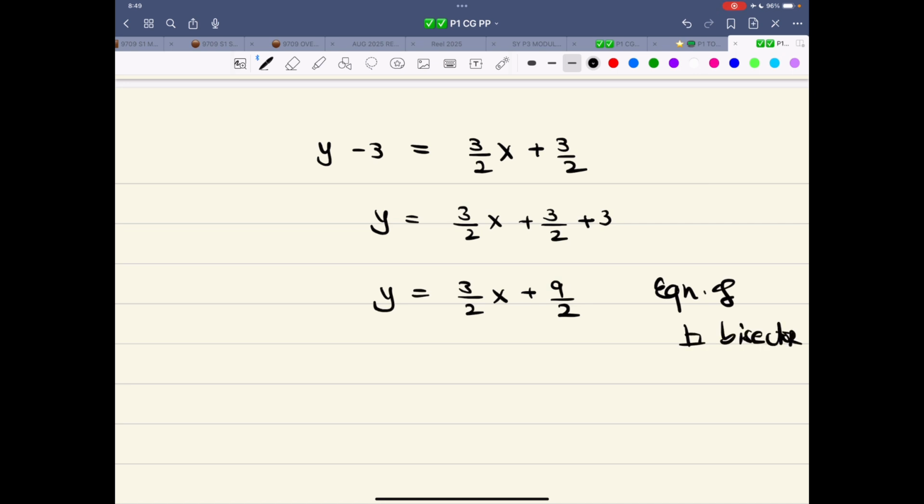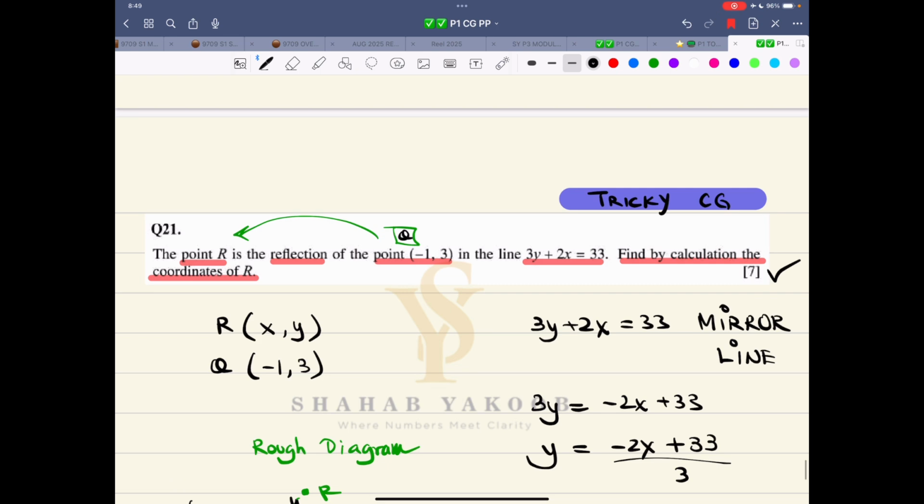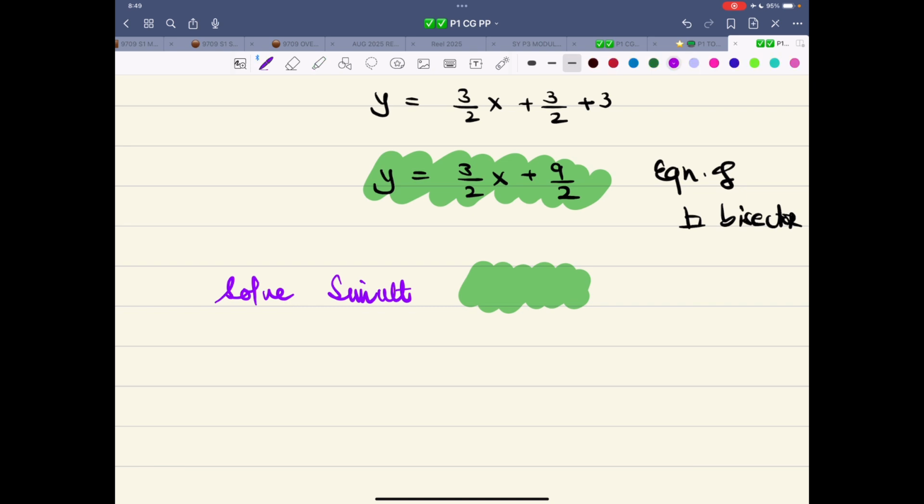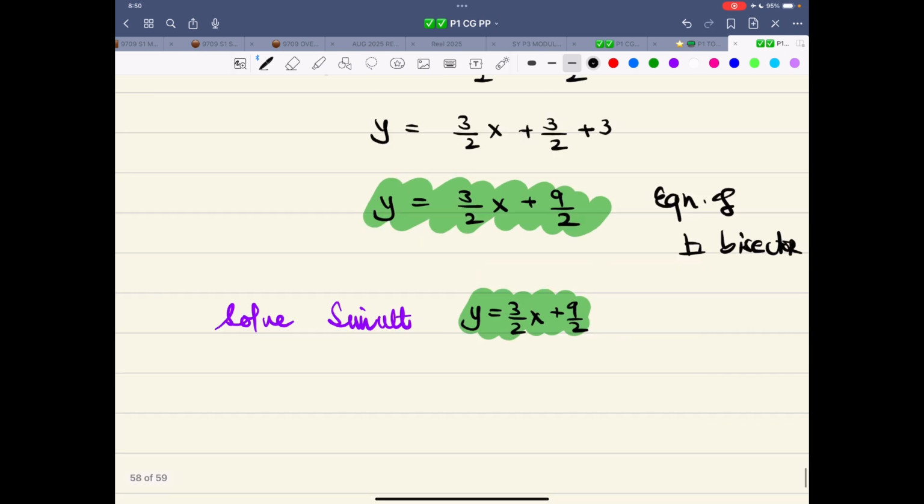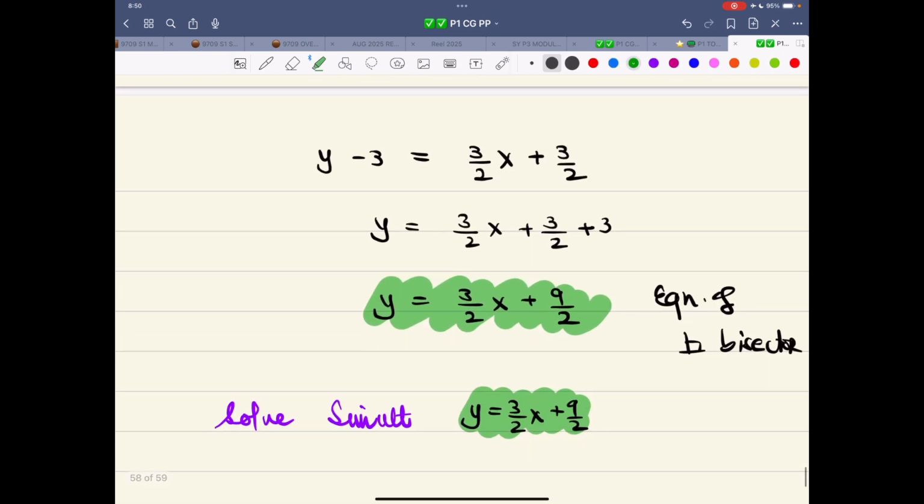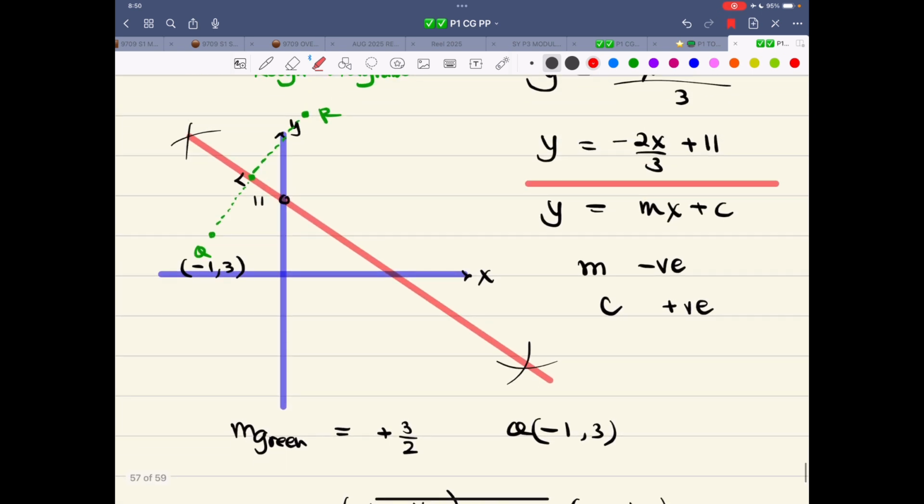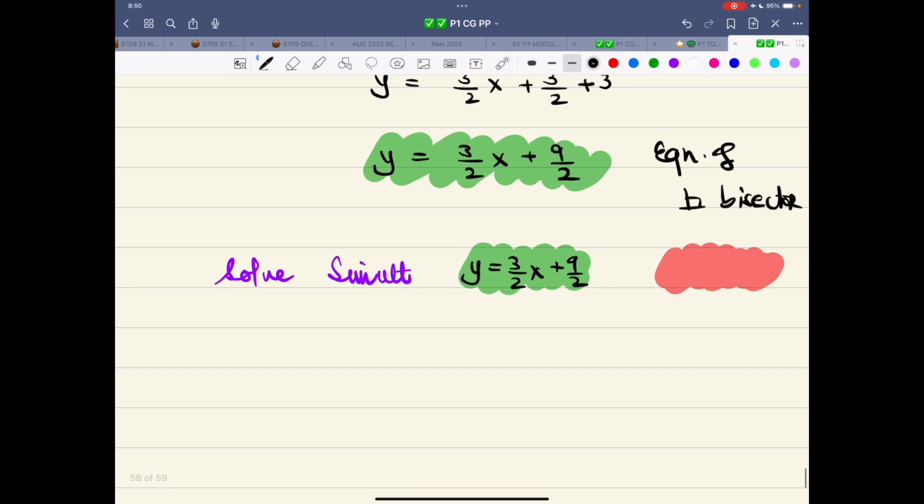Now keep in mind that it is worth 7 marks and you are not getting anything free. So now solve simultaneously. Which two equations? The green one. So let me just choose this color. This is the green equation, that is this one: y is equal to 3 over 2x plus 9 over 2. And the red line, that is this one over here: y is equal to negative 2/3 x plus 11.